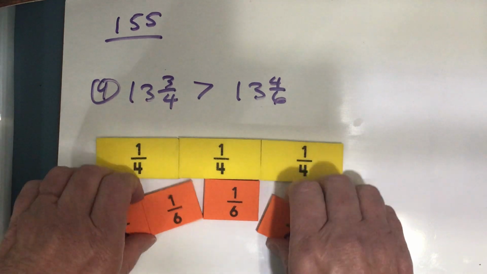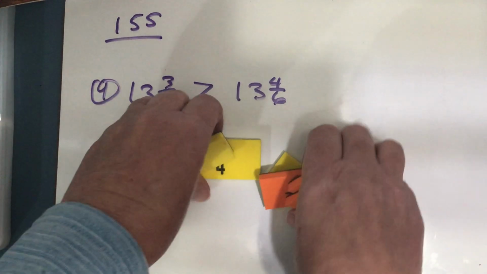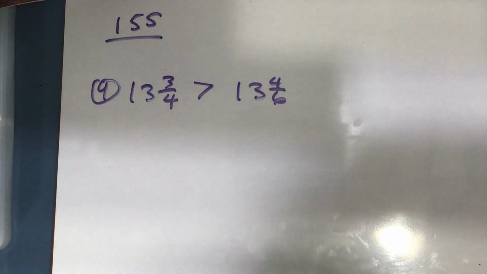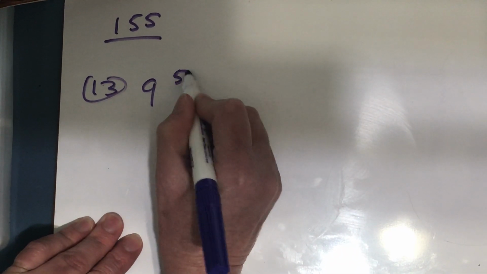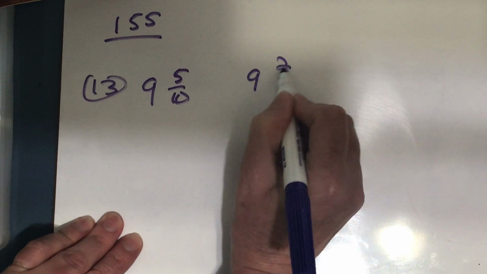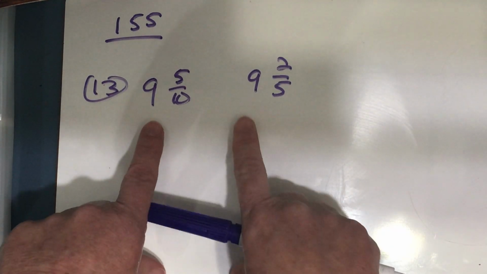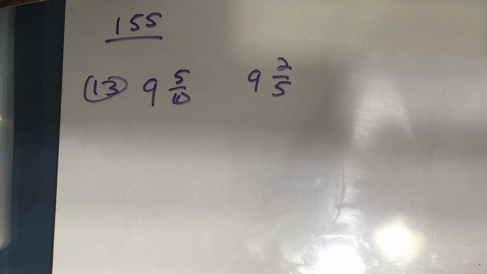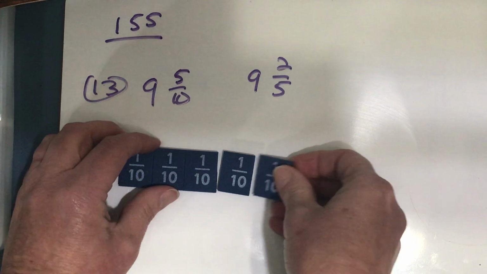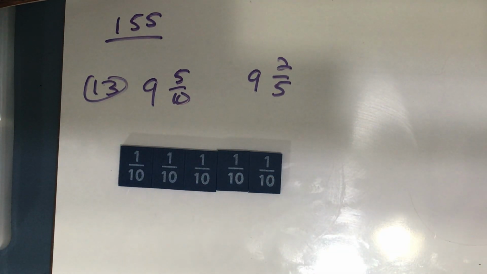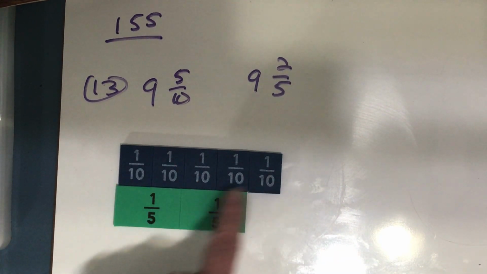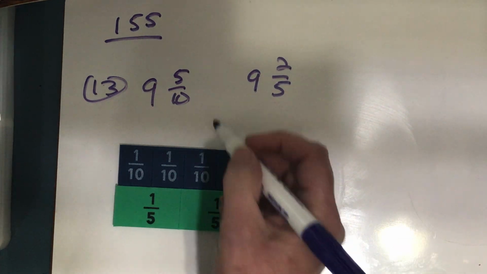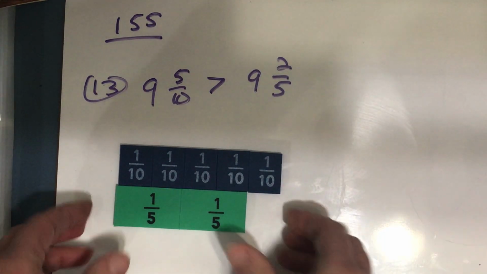Now we'll go to number 13. Number 13, I have 9 5/10 compared to 9 2/5. So once again, I have the same whole number, but different fractions. So I have to look at my fractions because 9 is the same as 9. So I have 5/10. There's 5/10. And then 2/5. And I can see that 5/10 is greater than 2/5. So 9 5/10 is greater than 9 2/5.